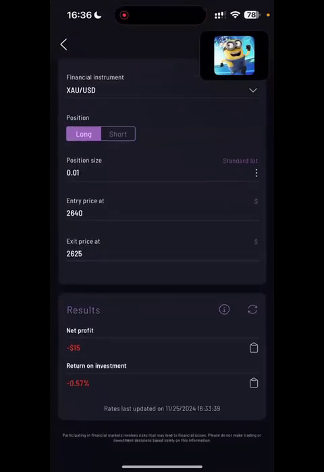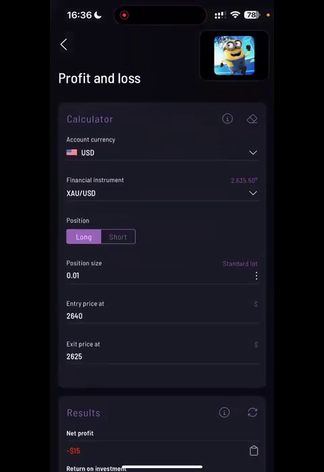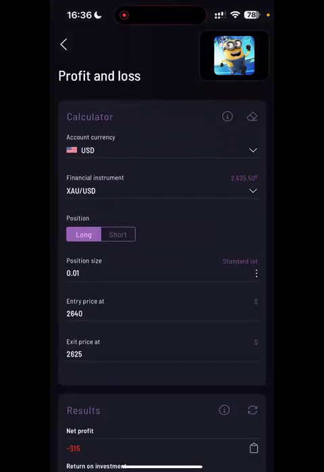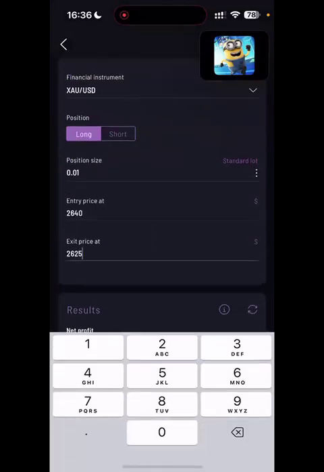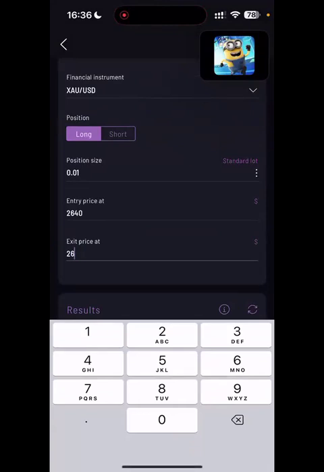Now, this will tell us how much we are risking for this particular trade. So if I was to enter this trade for a 0.01 position, I would be risking $15 for this trade. Now, guys, it is very important that you know how much you're risking per trade. You don't just enter trades anyhow. So now that you've done this, you can also choose to calculate how much you potentially gain if the trade does go in your direction.